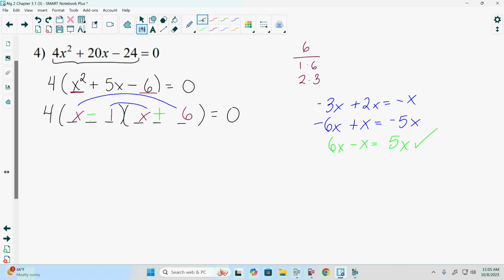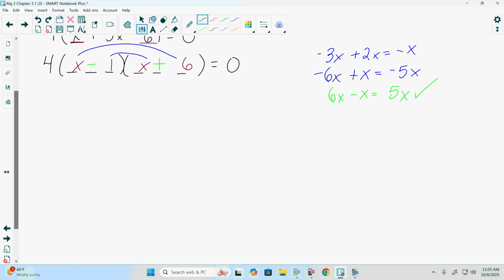Questions on this here so far? Now we do have two or more things multiplied together to equal 0, yes? So one of these has to be 0. So we know that x minus 1 is going to be 0. X plus 6 is 0 also, yes?